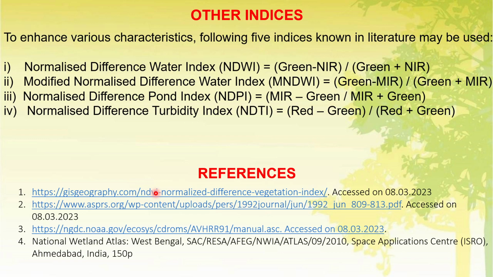So there are many other indices also in various literature. It is found for normalized difference water index, pond index, turbidity index. So this can be calculated in the same procedure. The formula is given there in our practical class. We'll show the methodology in QGIS how to do this kind of model running or index run.